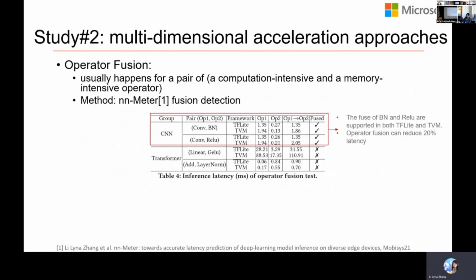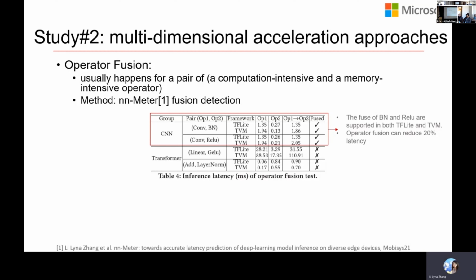Firstly, we evaluate how the operator fusion optimizes vision transformers. Operator fusion usually happens for a pair of one computation-intensive operator and one memory-intensive operator. The memory-intensive operator computation is fused into the previous computation-intensive operator. As a result, the memory cost and the latency is reduced. We start from the operator fusion detection method. We use the nn-Meter fusion detection method to do so.